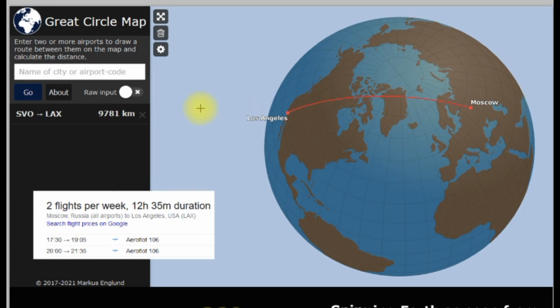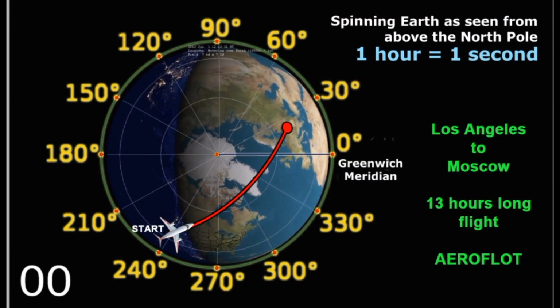We are now looking at this flight, Los Angeles to Moscow. Great circle map, 2 flights per week, 12 hours, 35 minutes duration. I rounded it up to 13 hours. So the counter will show 13 hours. And this is the flight route looking from the top of the ball earth, going from Los Angeles towards Moscow. 13 hours, 1 hour per second, Los Angeles, Moscow, 13-hour long flight by Aeroflot.